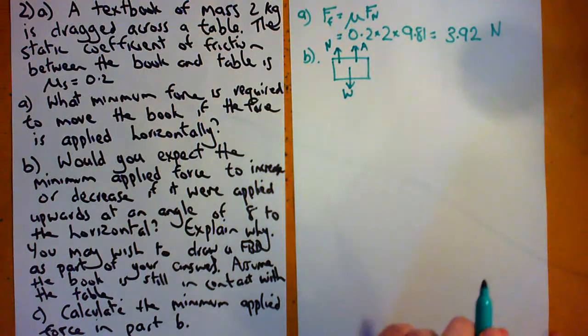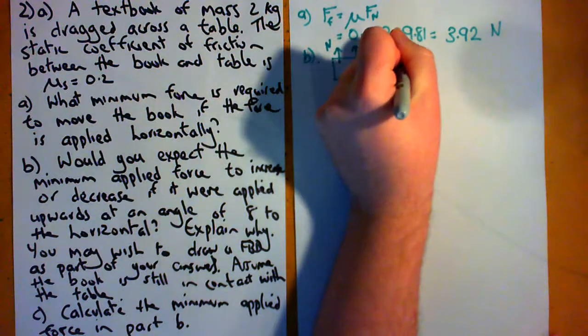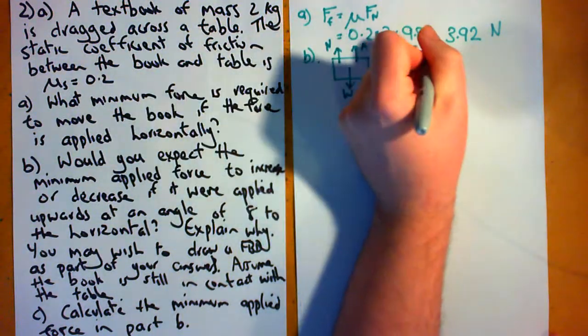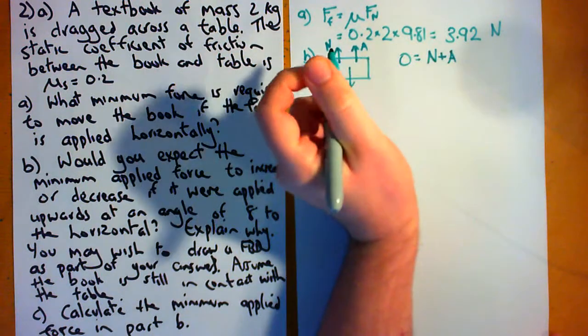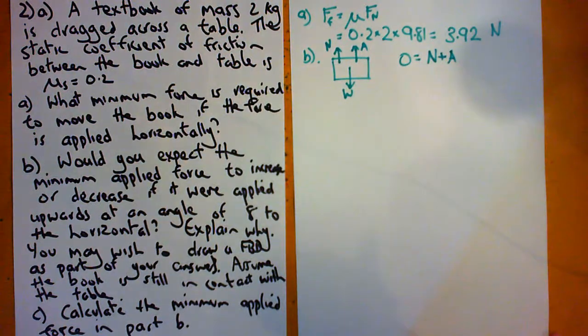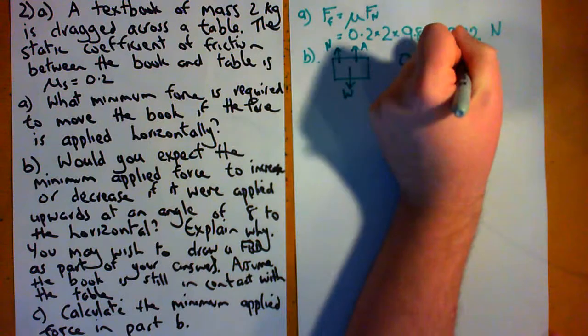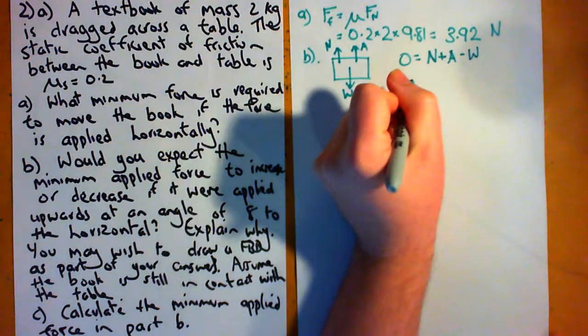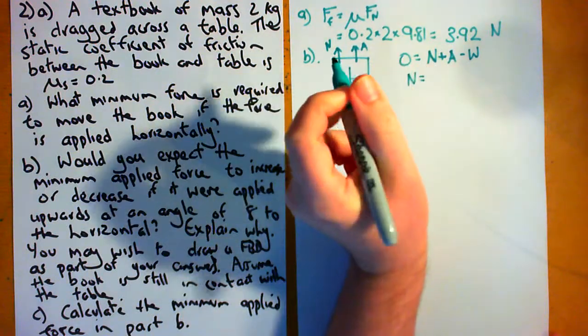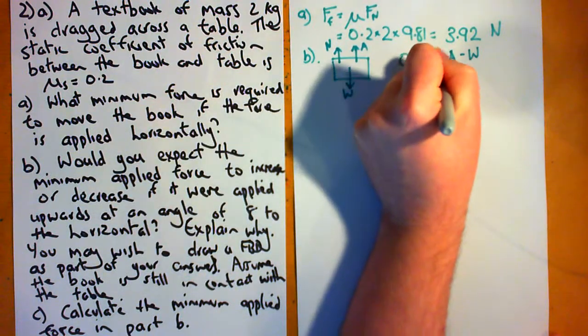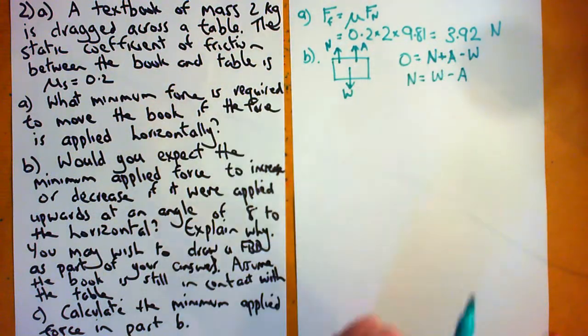So if it's in vertical equilibrium, which it needs to be since there's no acceleration in the vertical direction, that means that 0 needs to be equal to N plus A, the two upwards forces, if we're taking upwards to be the positive direction, minus W. Let's solve that for the normal force. So the normal force is going to be the weight force minus the applied force.